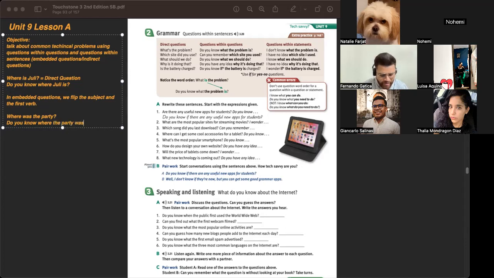Where the party was? Very good. Do you know where the party was? All right, yeah, it can be in the present, it can be in the past. Where will she be? ¿Dónde estará? Do you know, Giancarlo? Where she will be. ¿Sabes dónde estará? Do you know where she will be?